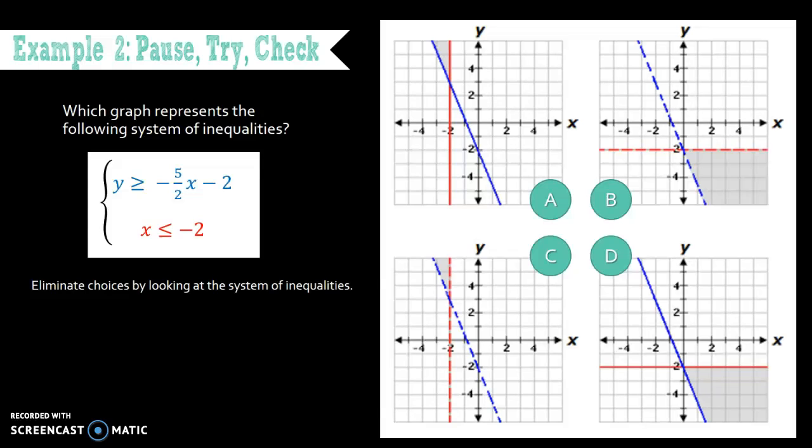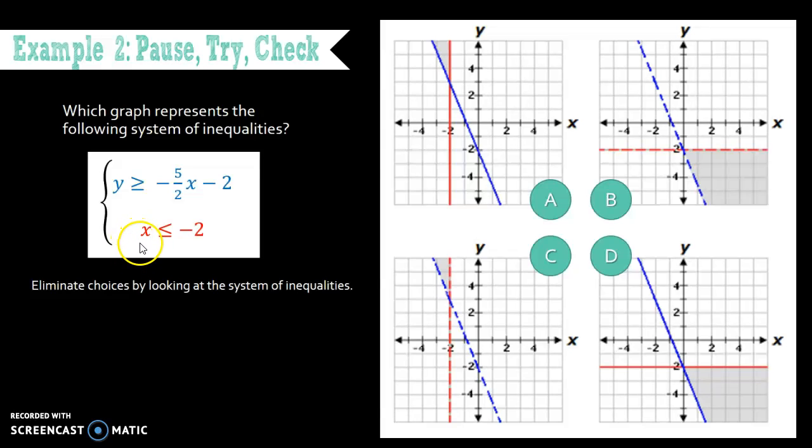Go ahead and pause and try this one. Which graph represents the following system of inequalities? For this system, our first graph is the same as the one before, but this time we have x is less than or equal to negative 2. Let's start eliminating some choices by looking at our system of inequalities.